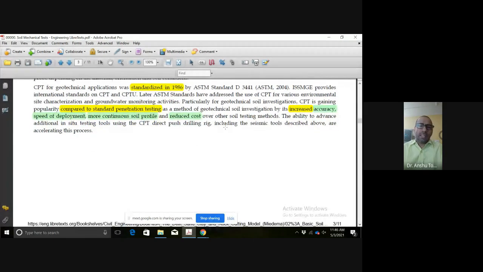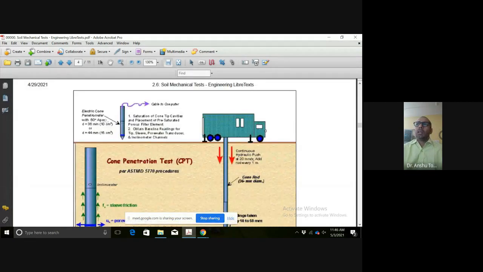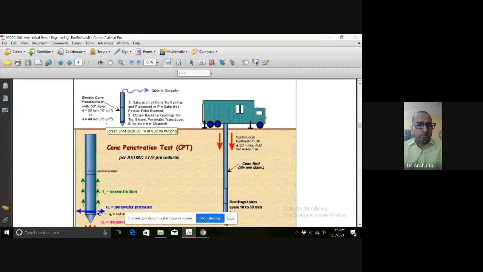As compared to SPT, it has increased accuracy and speed of deployment, that is, a large setup is not required. More continuous profiling at a 2 centimeter gap is done, and the total cost is reduced because in SPT a lot of arrangements are needed. Those arrangements are not required here. So here you can see the figure.